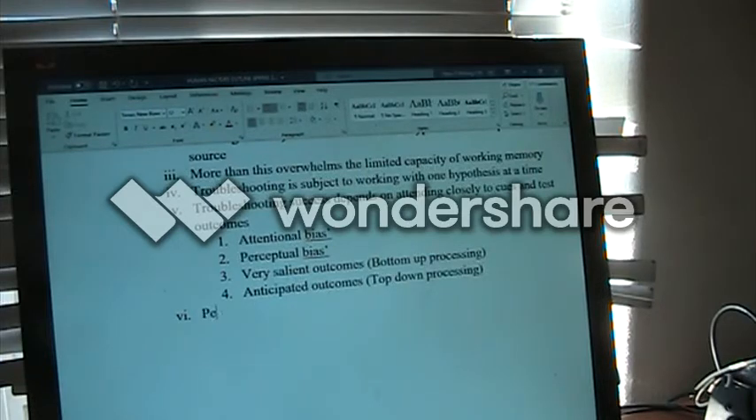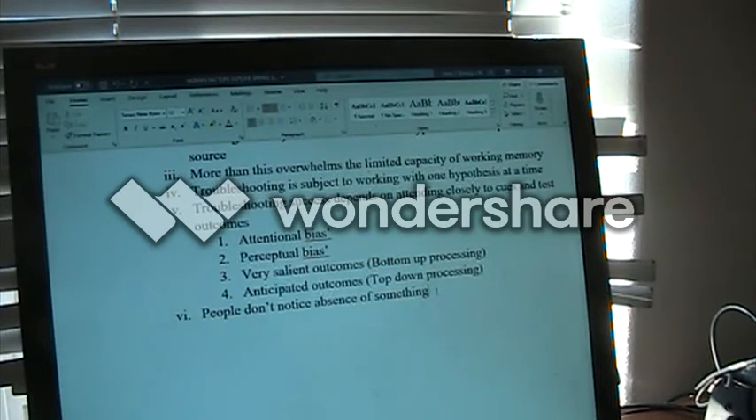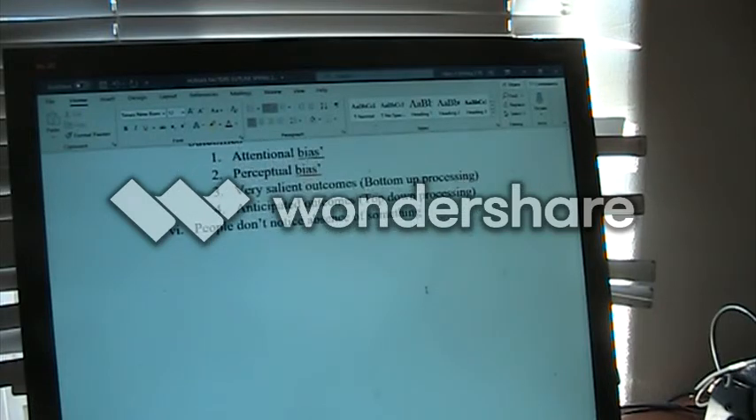All right, one thing that happens though is people don't notice absence of something. So for example, it might be that a certain warning light is not on that would indicate some kind of a problem, but we don't necessarily notice that and take that in.